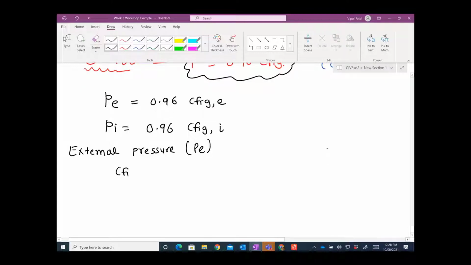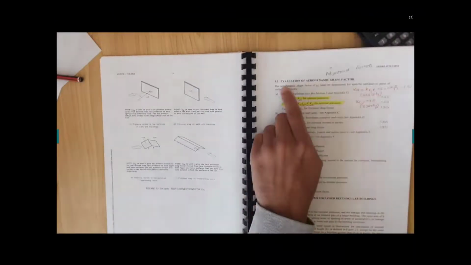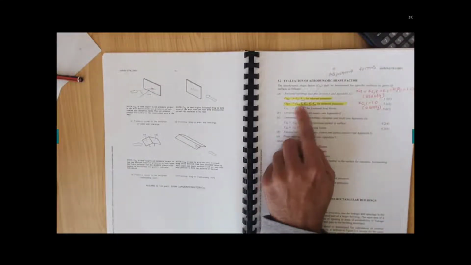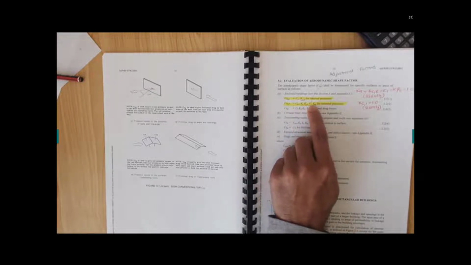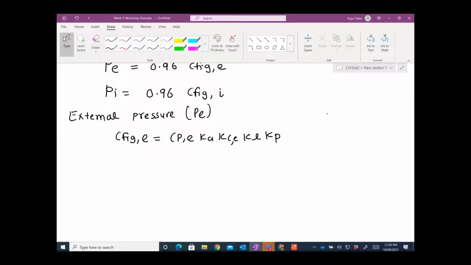For that, we need to calculate CFIG E, where I can get the equation for CFIG E. CFIG is the aerodynamic shape factor, and the aerodynamic shape factor is made of CPE, KA, KCE, KL, KP, right? So that's the equation I'm getting down here. So CPE, KA, KCE, KL.